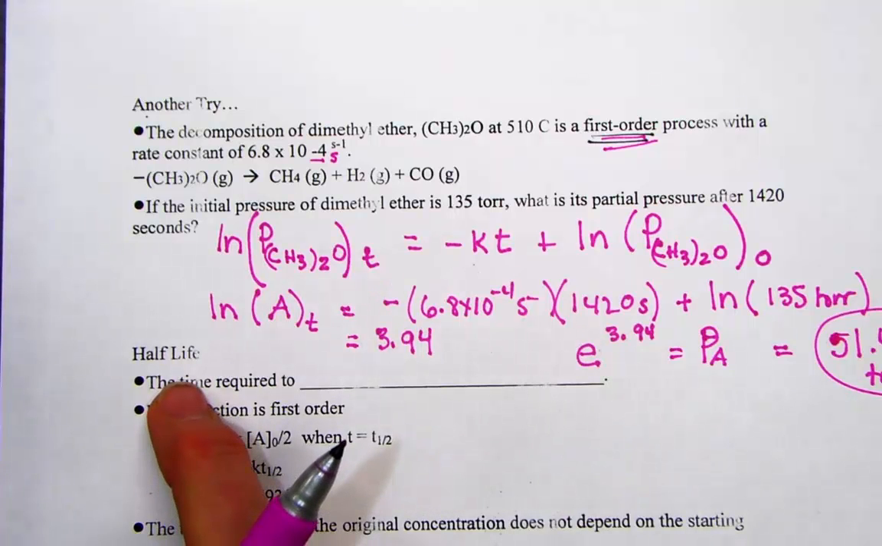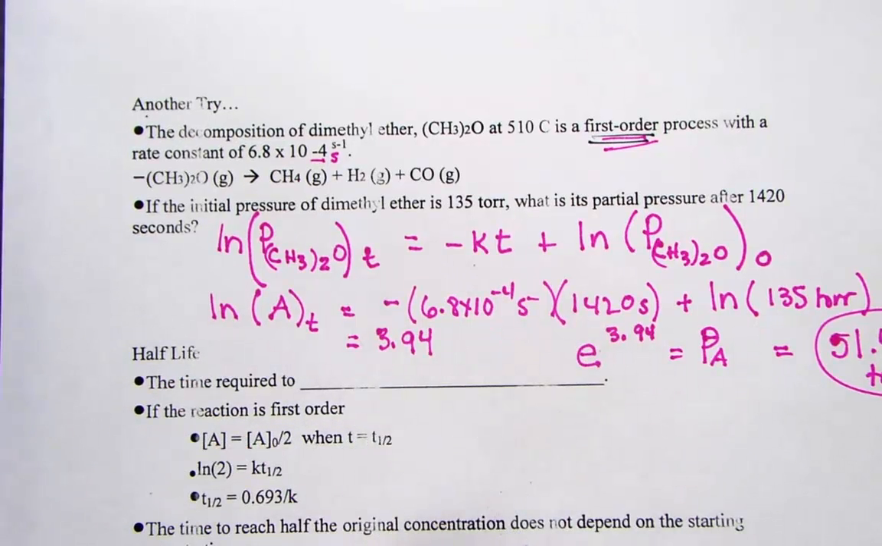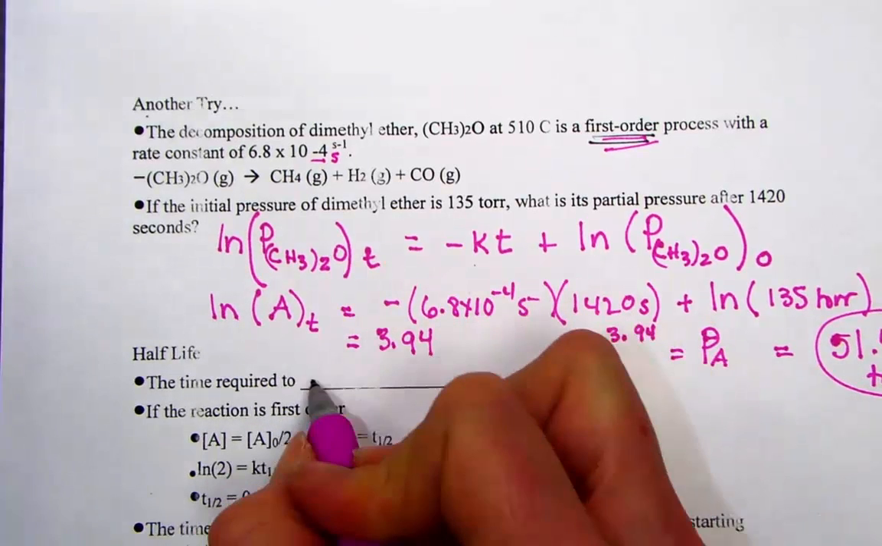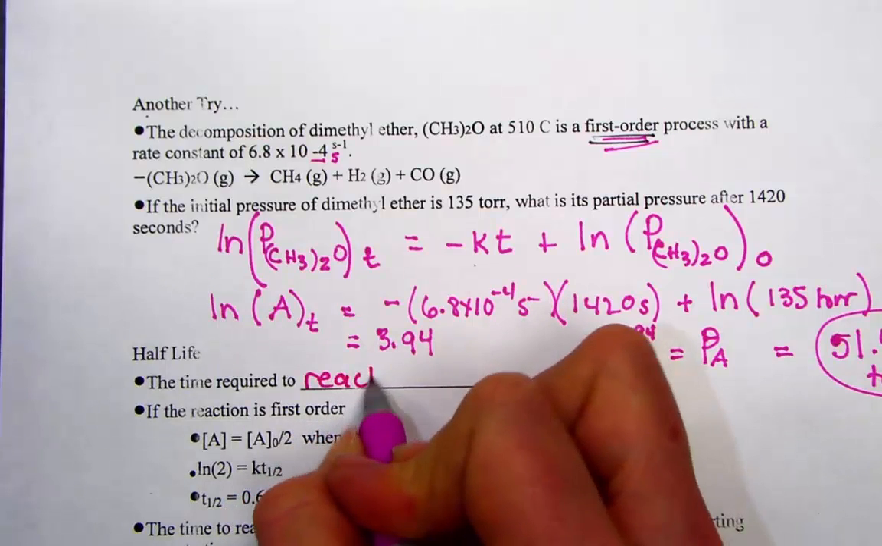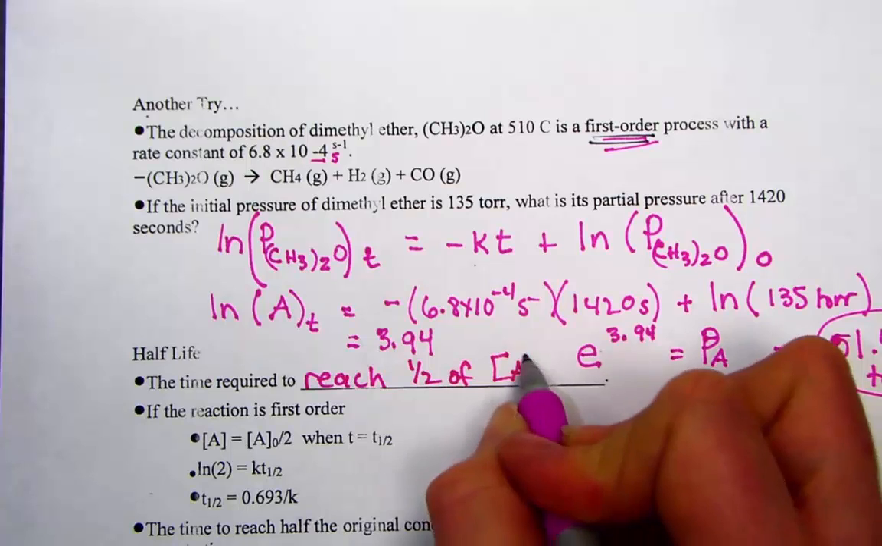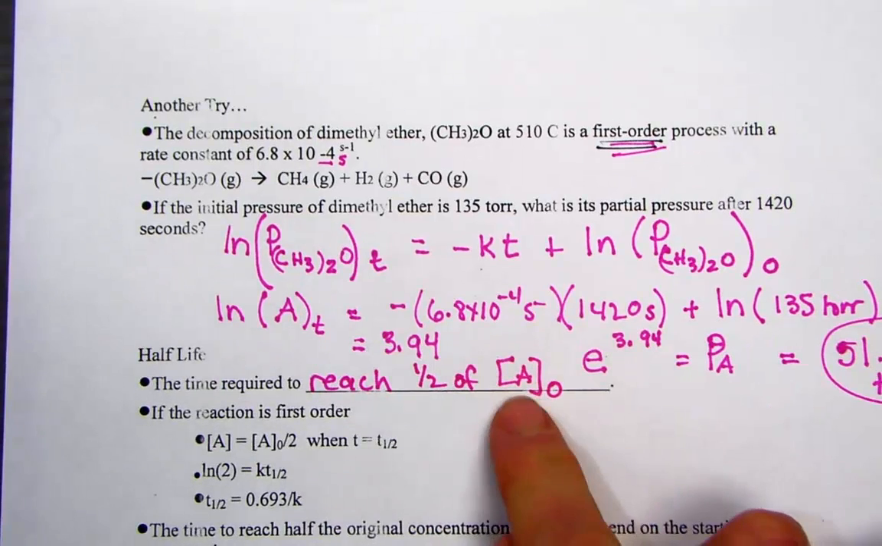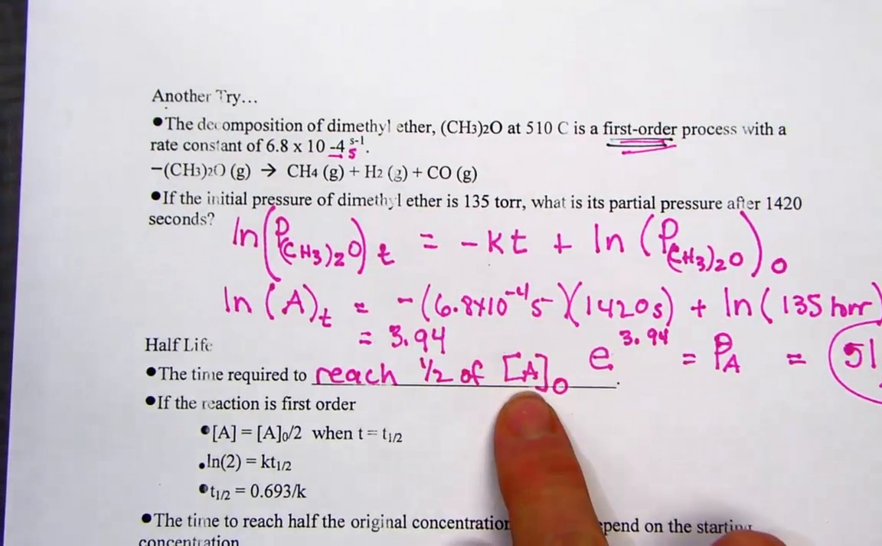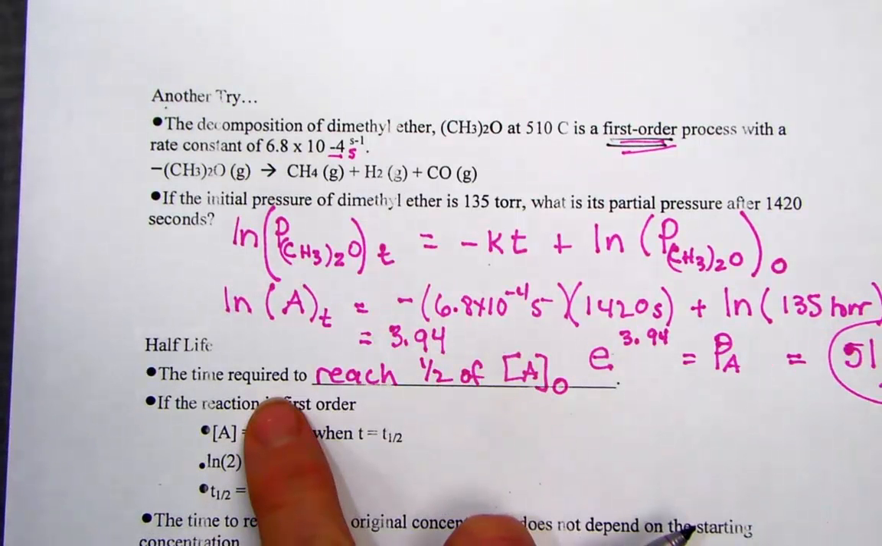Oftentimes we talk about half-life. Half-life is particularly important when we think about radioactive decay. How much time does it take for the original amount of reactant to reach half of that amount? So the time required to reach half of the original concentration, I'll write that as the original concentration at time 0. That's what we're measuring with a half-life, the time required to go half as much.